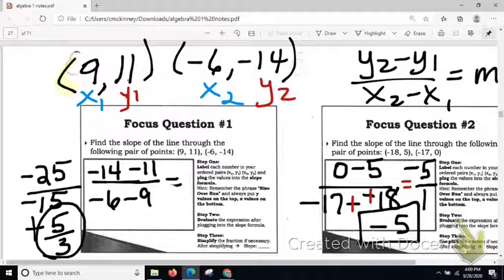And that is the process that you're going to do in S4. They're going to give you two ordered pairs. You're going to subtract the y's on top, subtract the x's on the bottom, and simplify.